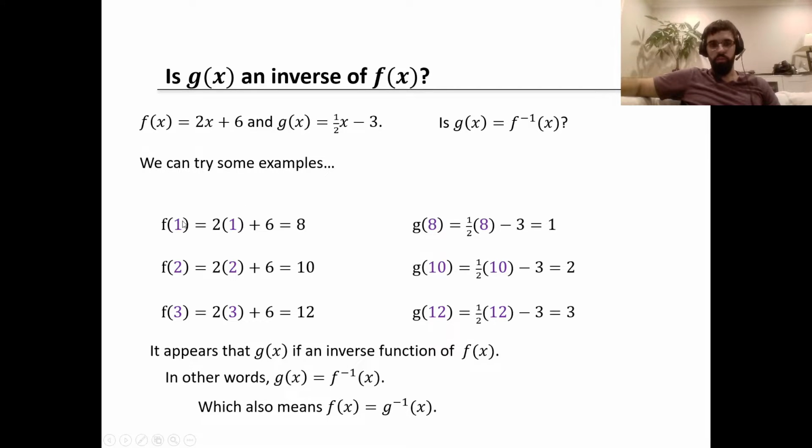When f puts 1 in, the output's 8. When g puts 8 in, the output goes back to 1. Similarly, 10, if we use that as our input for g, it sends it to 2, which is our input for f. And 12 in g, the output is 3, which was our input for when the output was 12 in f. So if we look at these three examples, we kind of get the feeling that g of x is in fact an inverse function of f. We haven't proven it yet, but now we can look at this with some confidence and say, yeah, I think g of x is f inverse of x.